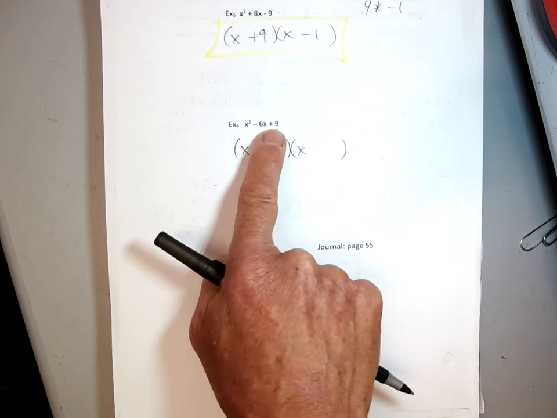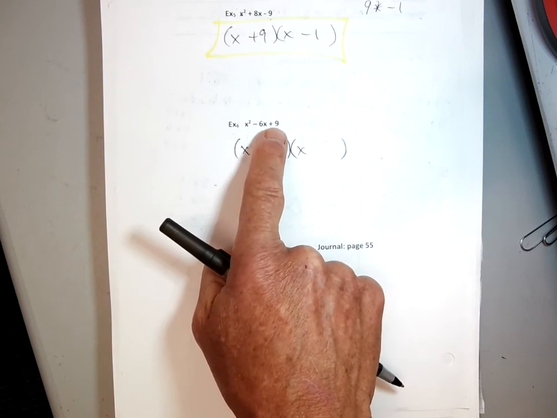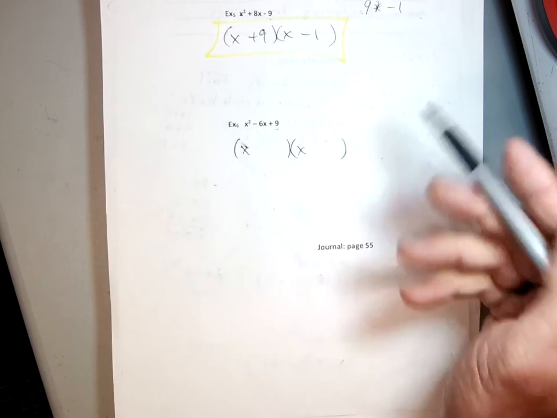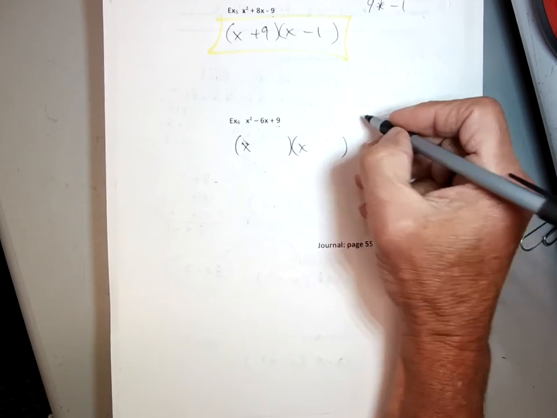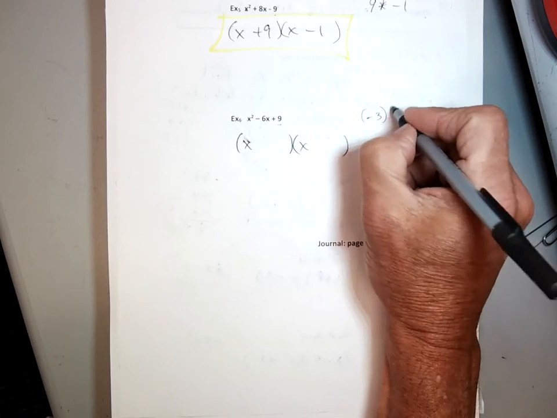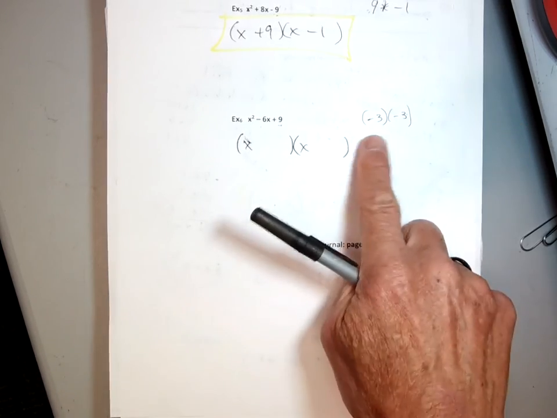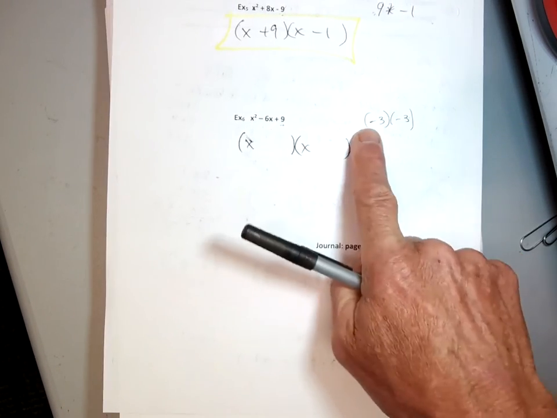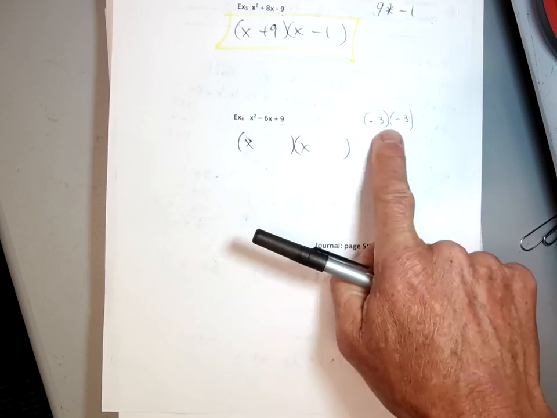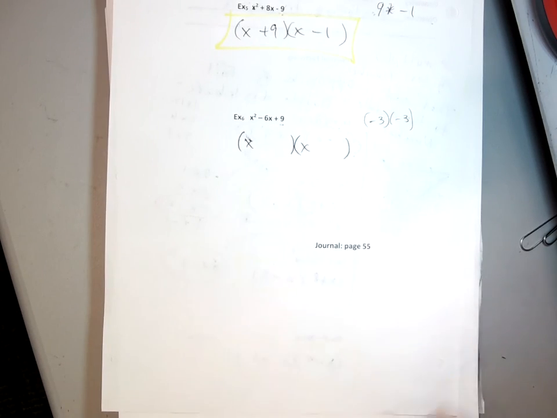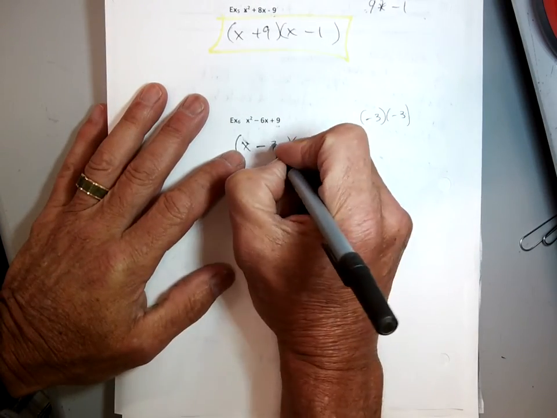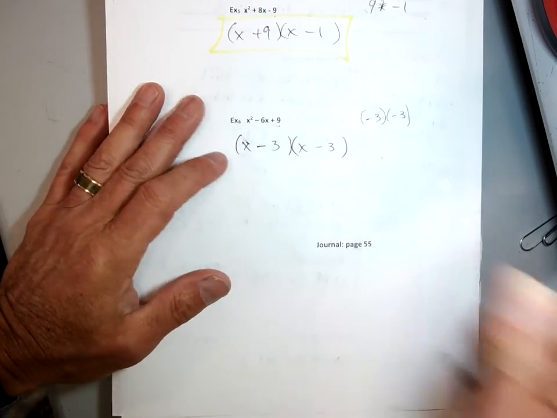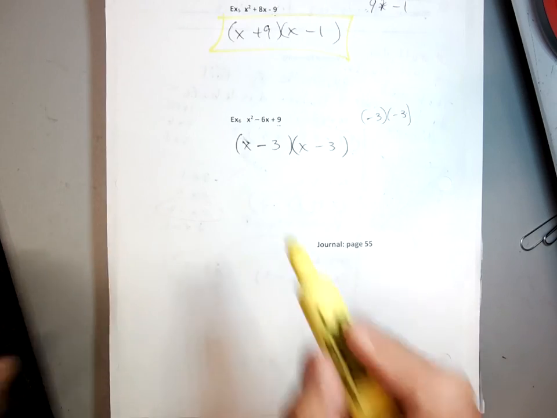What times what makes a positive 9 that add up to a negative 6? Okay? Hopefully somebody's going to say, hey, Mr. Davies, isn't that negative 3 times negative 3? I'll say, yeah, negative times negative does make a positive. So negative 3 times negative 3 makes a positive 9, but when I add them together, I get a negative 6. So my factored answer is x minus 3 and another x minus 3. That is my factored answer.